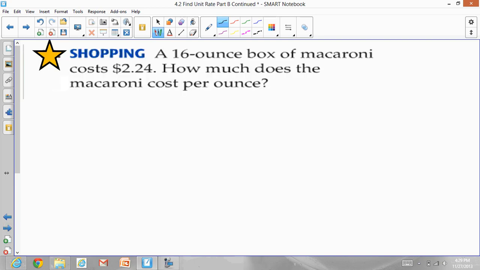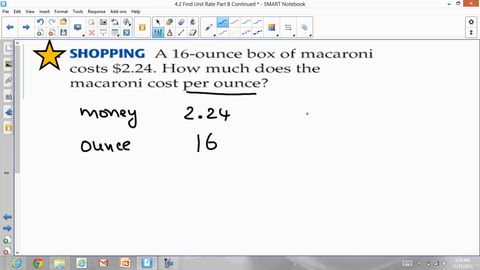A 16-ounce box of macaroni costs $2.24. How much does the macaroni cost per ounce? So money is $2.24. Ounce is 16. I like to write the money on the top because money is more valuable in my mind. So money is 2.24, ounce is 16. How much does the macaroni cost per ounce? Per ounce means they are asking you for 1 ounce. So I'm going to write it for 1 ounce. My last one is my M. So once again, it's a straightforward one.